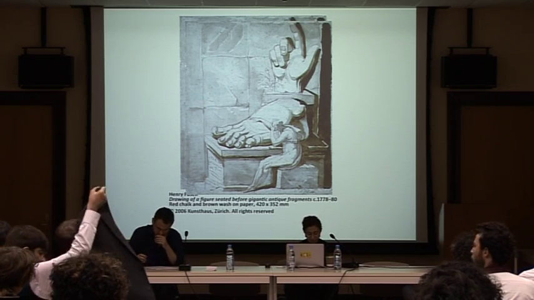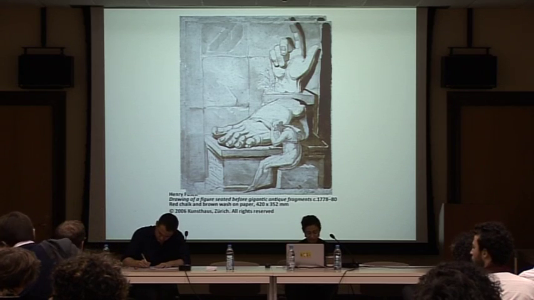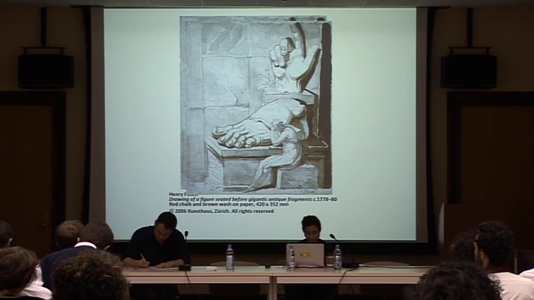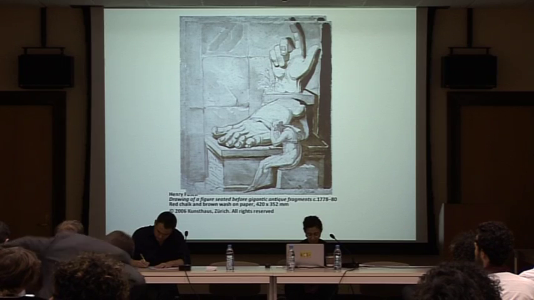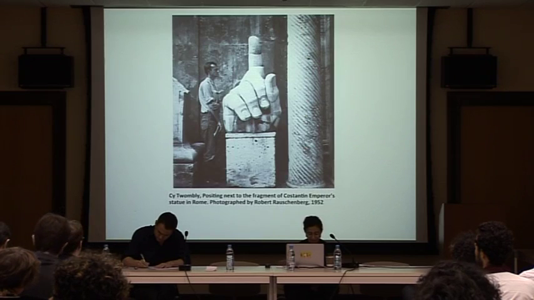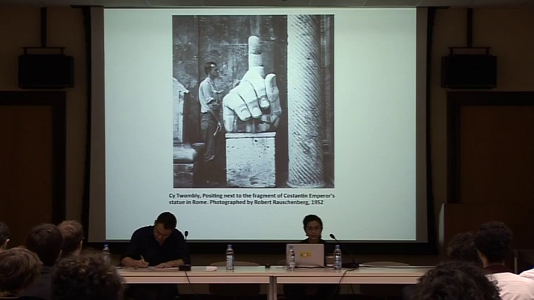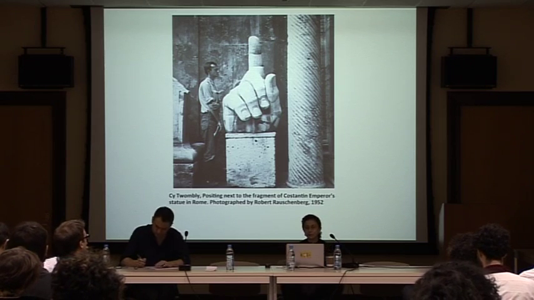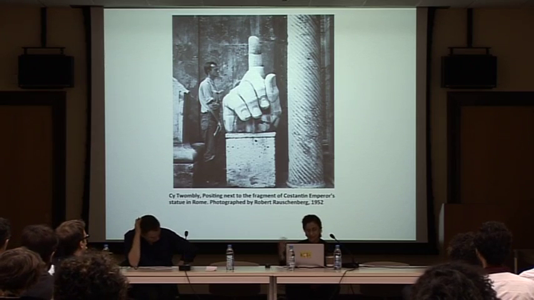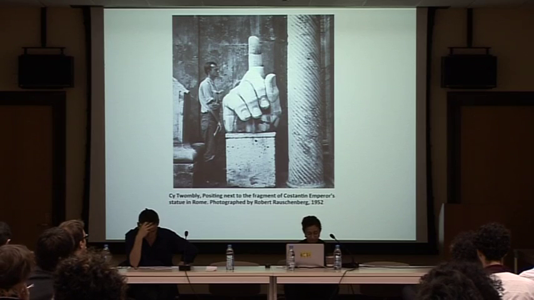Historical consciousness arriving with the guillotine was what allowed the moderns to face the fragment as a historical artifact, and thus unburden oneself, even if momentarily, from its material weight. And it is this consciousness that a little less than 200 years later allowed Cy Twombly to stare straight at the fragment of the pointed finger of the Emperor Constantine and be photographed by Robert Rauschenberg. This is the same fragment that Fuseli drew 200 years earlier.